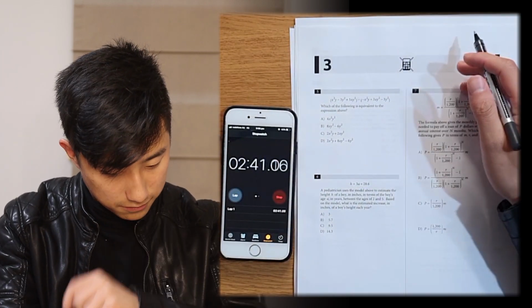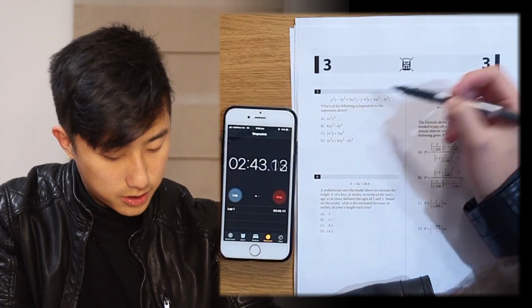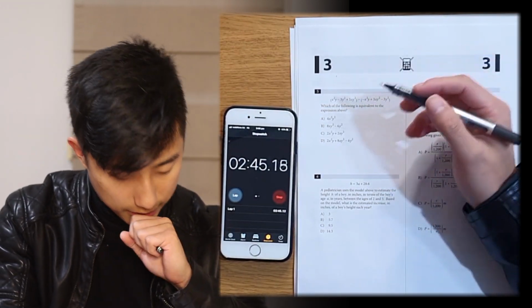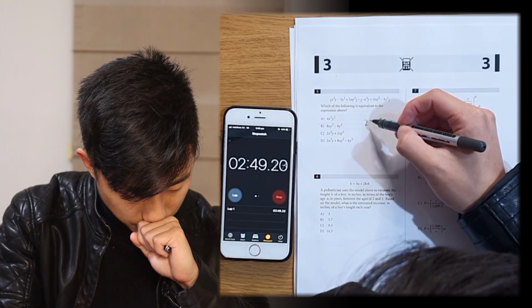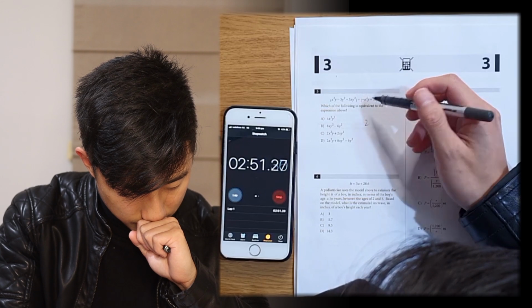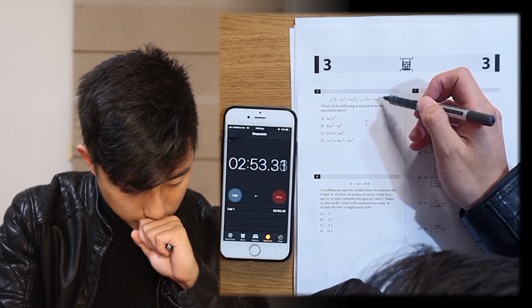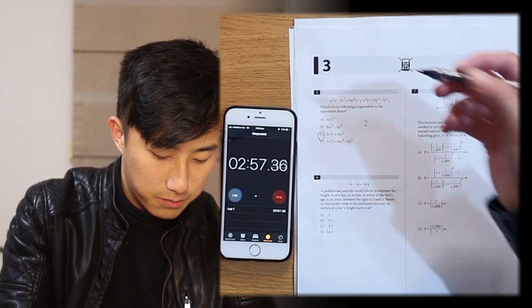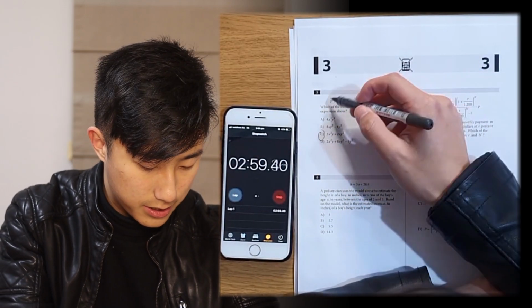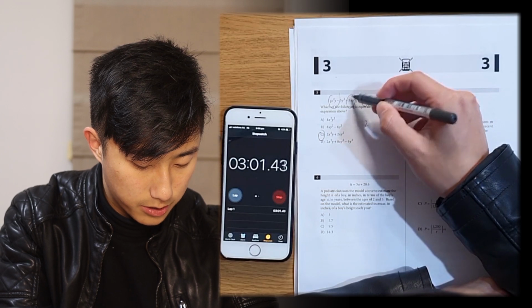Go to question 5. Which of the following is equivalent to the expression above? Okay, just equate like terms. So that's a plus 2 at the start, xy squared plus 2, so it should be C. I'm not even going to bother with the expansion because I just match this term with this term and that term with that term.